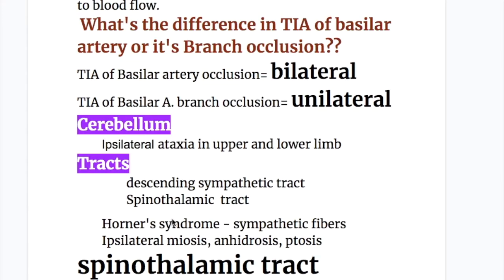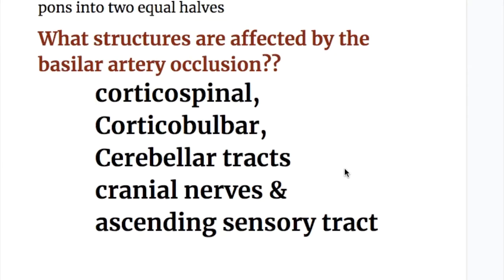What's the difference in TIA of basilar artery or its branch occlusion? TIA of basilar artery occlusion is bilateral and TIA of basilar artery branch occlusion is unilateral. What structures are affected by the basilar artery occlusion? The long tracts are affected: corticospinal, pyramidal tract, corticobulbar tract, cerebellar tract, lower cranial nerves, and the ascending sensory tract.